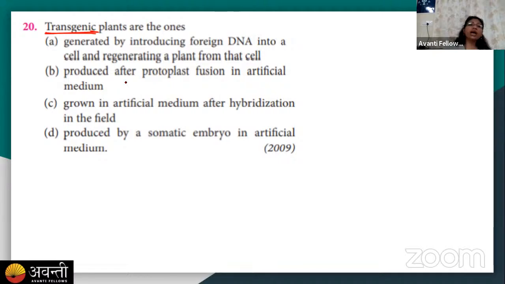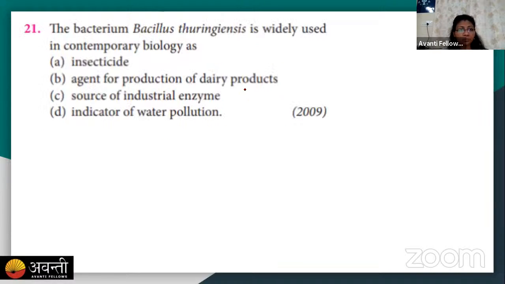Okay. So yes, the answer is A. It is generated by introducing foreign DNA because we know the term transgenesis means genetic modification, right? So yes, we are regenerating a plant by making the recombinant DNA, and in recombinant DNA we always introduce a foreign DNA. Okay, so next question.